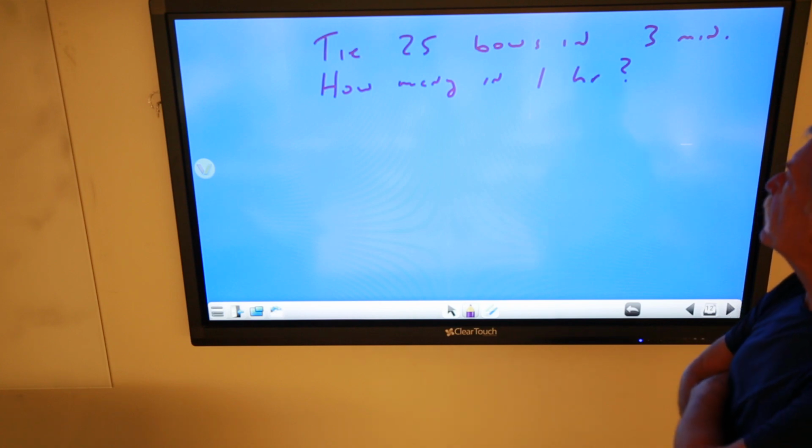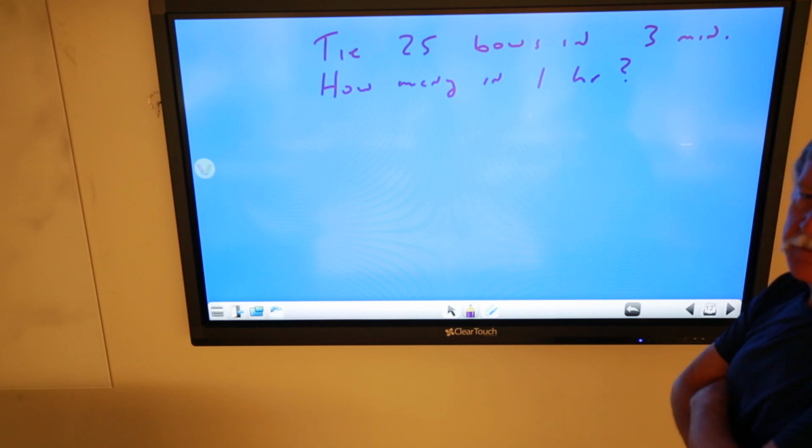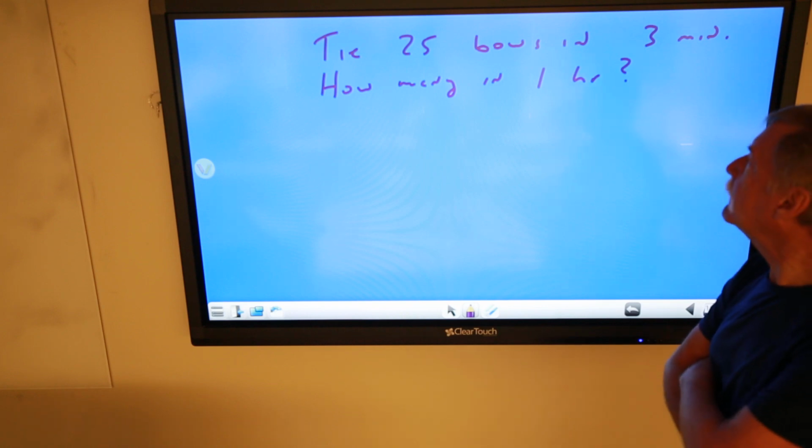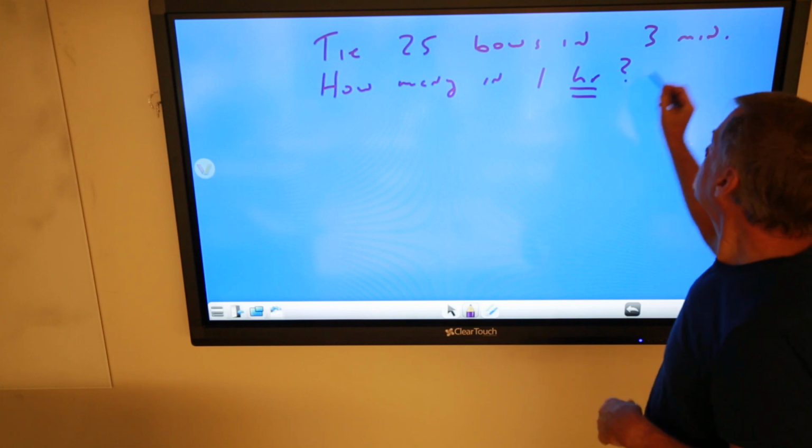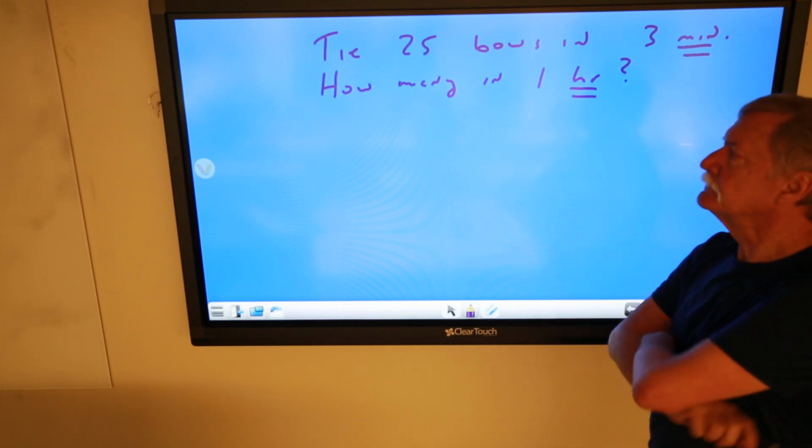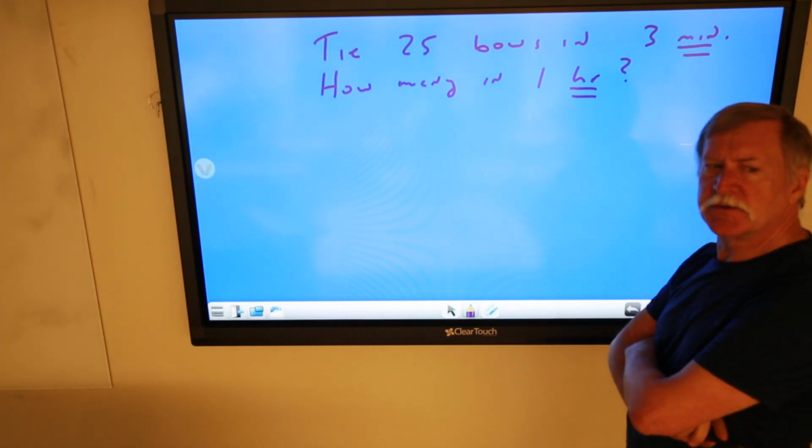You can tie 25 bows in 3 minutes. How many could you do in 1 hour? Careful, there's a trap here. Hour and minutes. Stop the video and see if you can do this on your own.